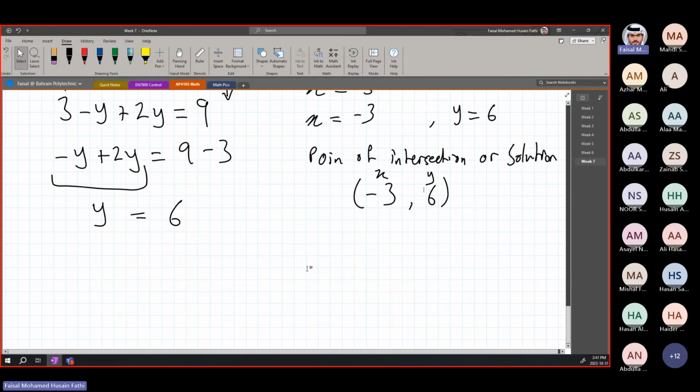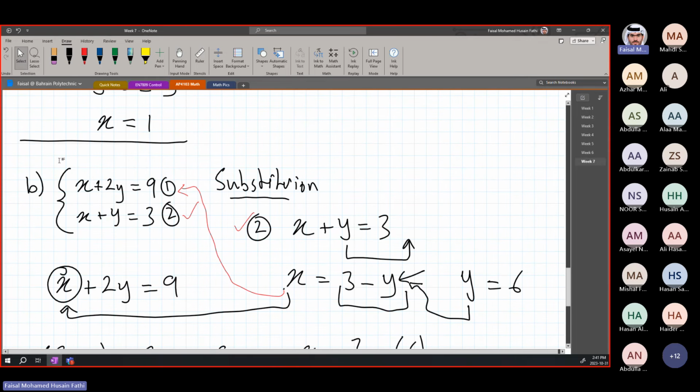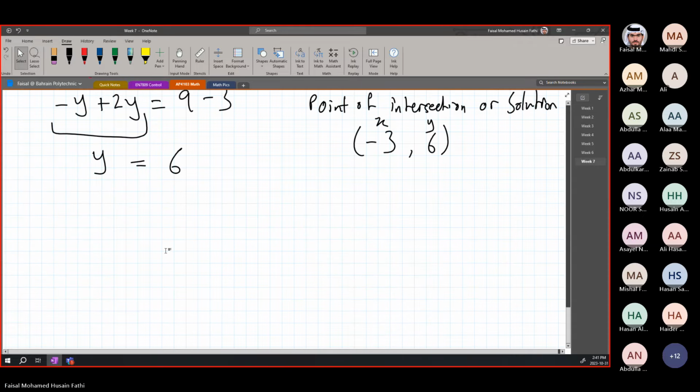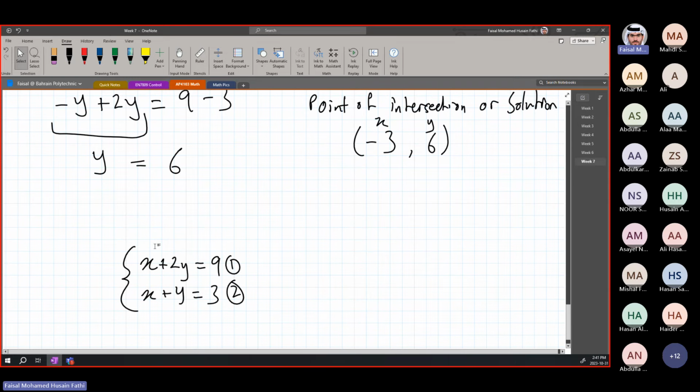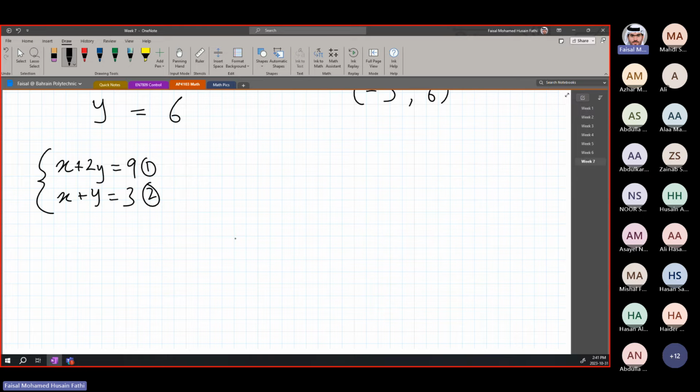All right, perfect. The point of intersection, the solution, we know that these two graphs when we plot them they'll have to intersect at minus 3 and 6. We know that. Now if we just take these equations again for the plotting part, these are our simultaneous equations. So we will start with x plus 2y equal 9.